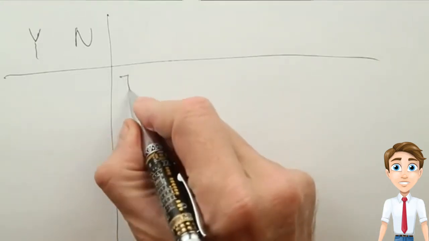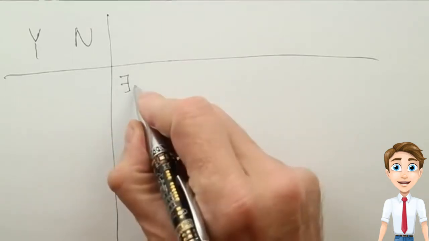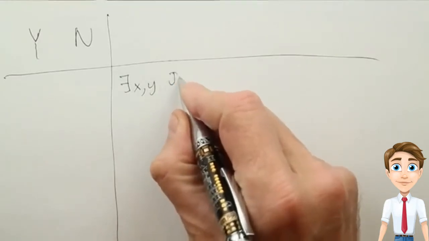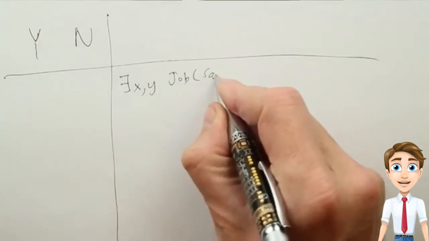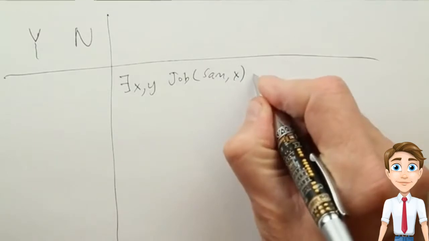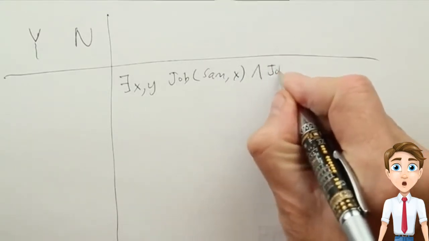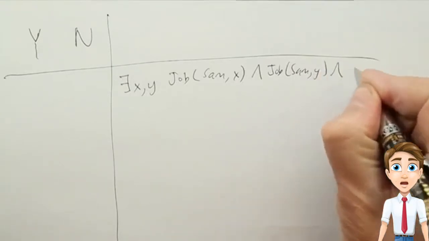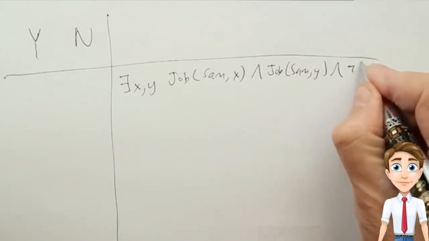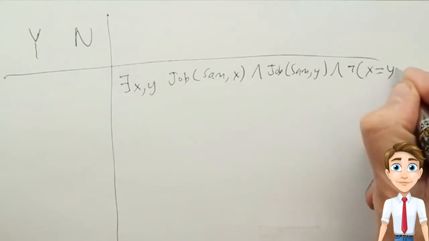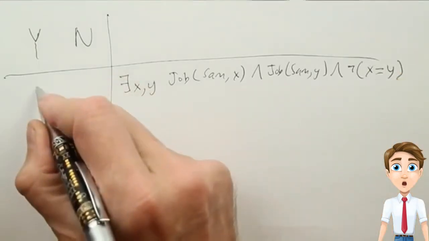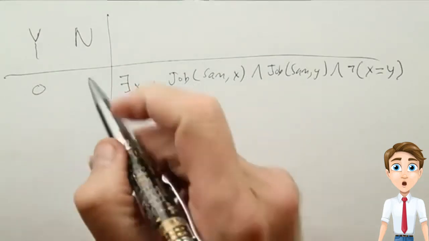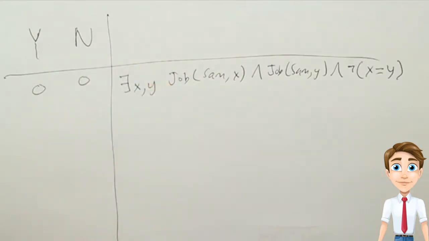And the first-order logic sentence is, there exists an X and Y such that job of Sam X and job of Sam Y and not X equals Y. And so tell me, yes, that correctly represents Sam has 2 jobs, or no, there's a problem.